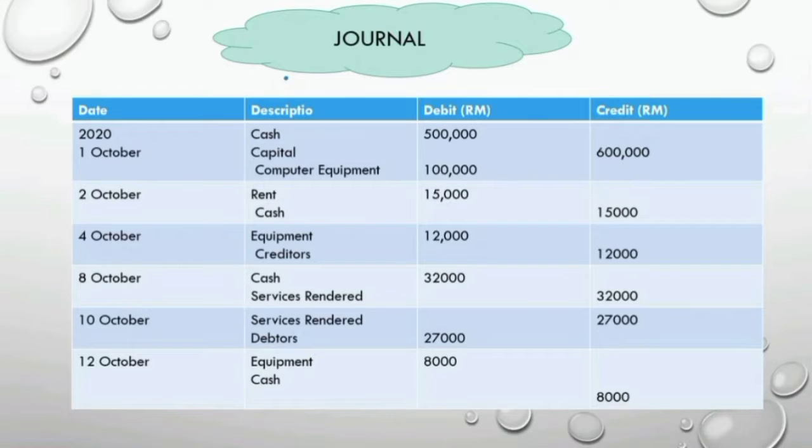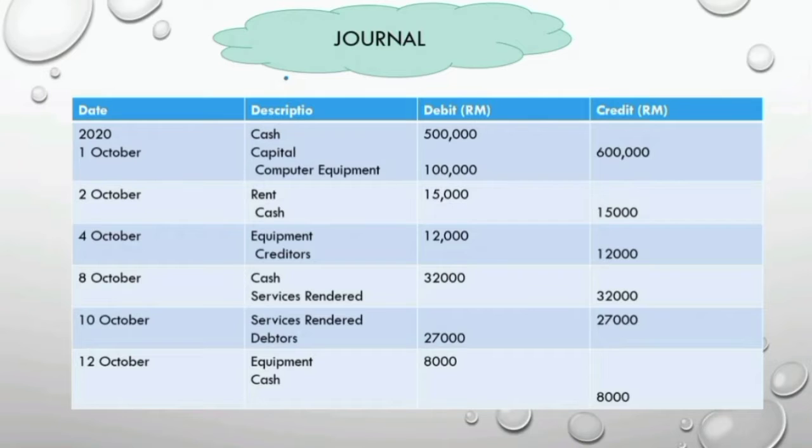I will present about the journal and the usefulness of the statement of profit and loss. I will start with the journal. On 1st October, we have cash account, capital account, and computer equipment account. For cash account, we put on debit. Capital account, we put on credit. And computer equipment, we put on debit.